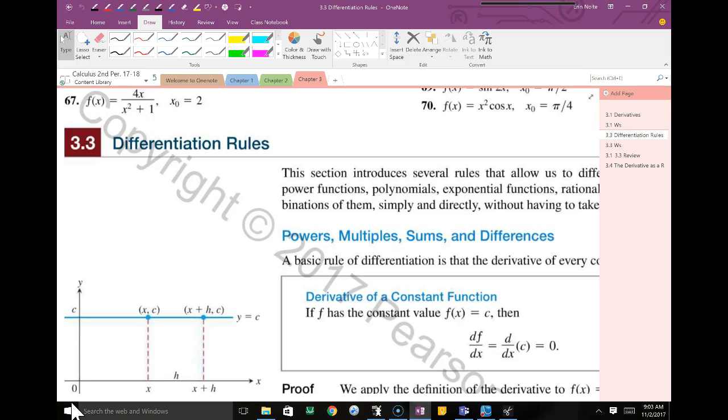Okay, so as of right now, you have two ways to derive a function. What are your two ways to derive a function? The definition of a derivative, okay? And the definition of a derivative will always work. You can use that anytime. So if you can't figure out a trick, you can use the definition of a derivative to derive.